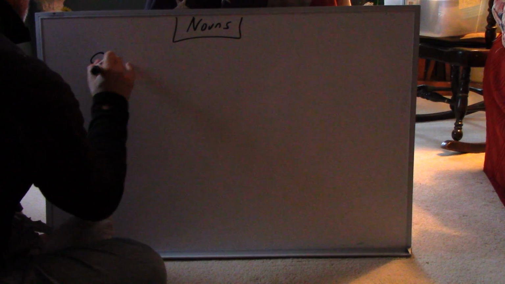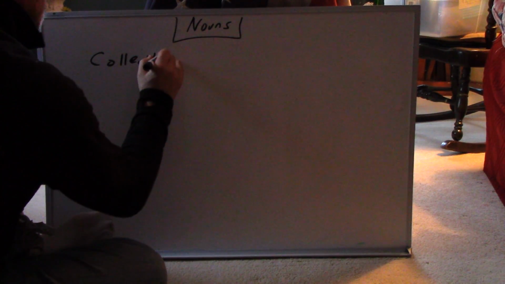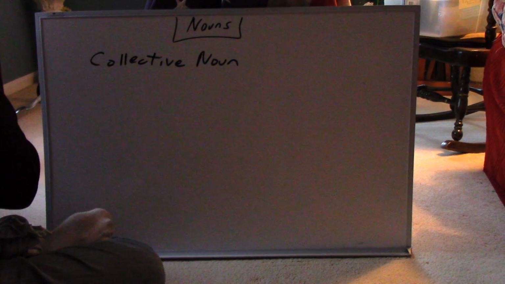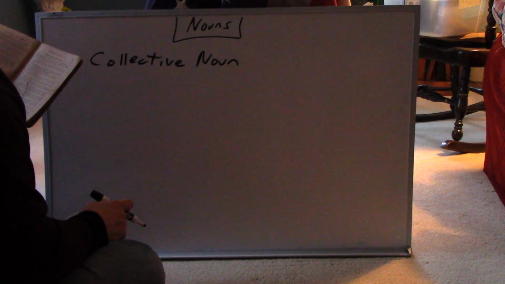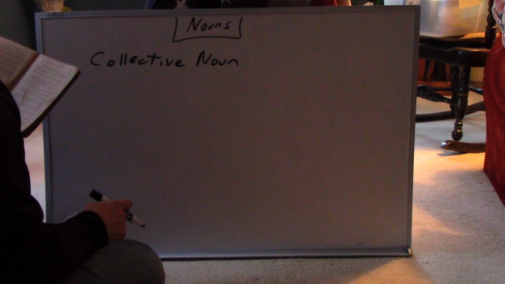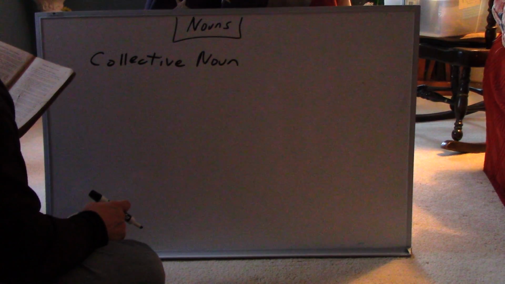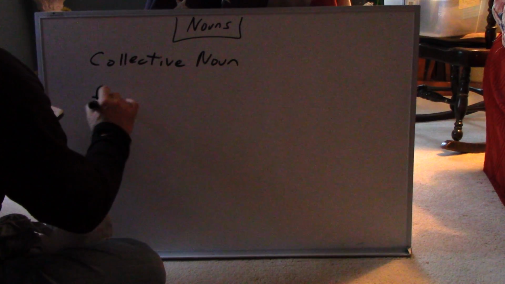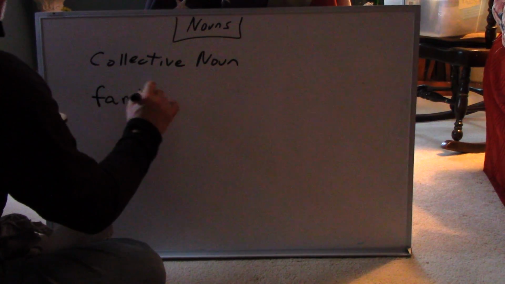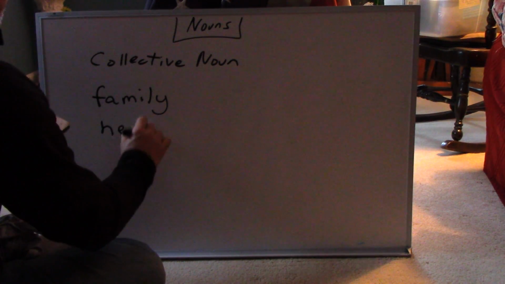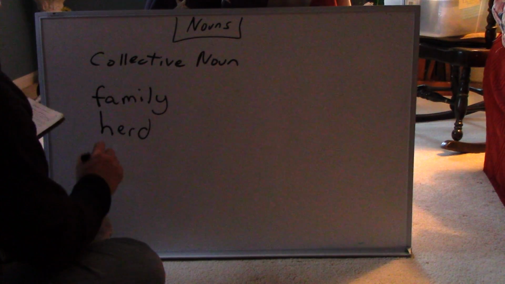Collective noun. A collective noun is a word used as the name of a collection of beings or of things, regarded as a unit, like a family, which is the most important thing in any society. Have to have strong families, a herd, and a class.